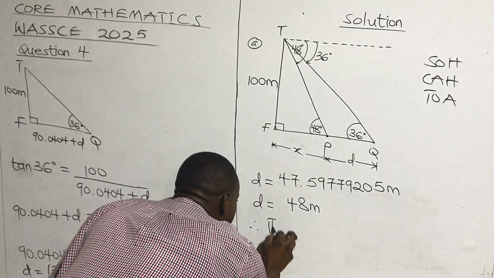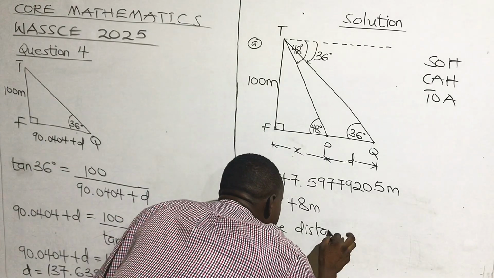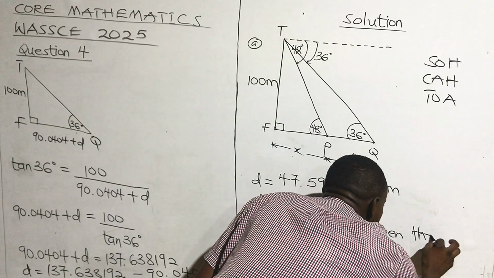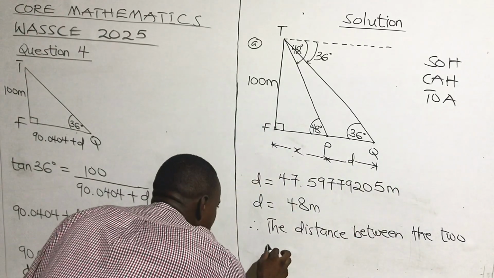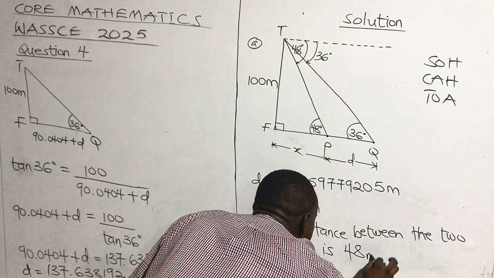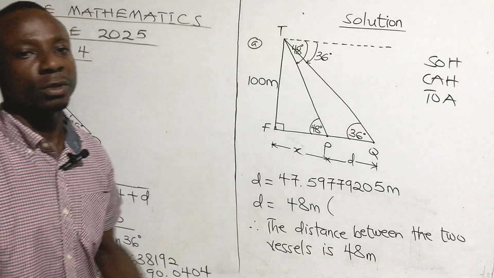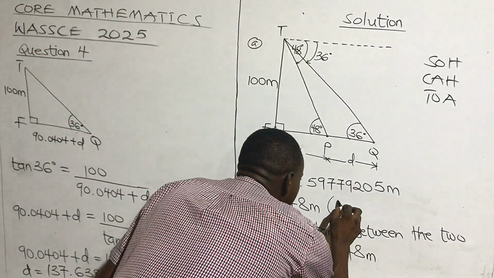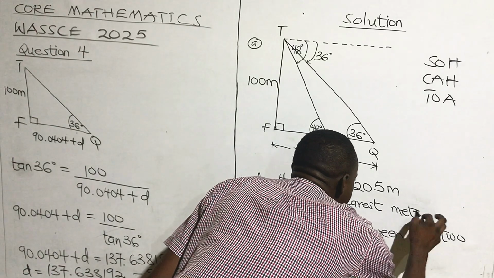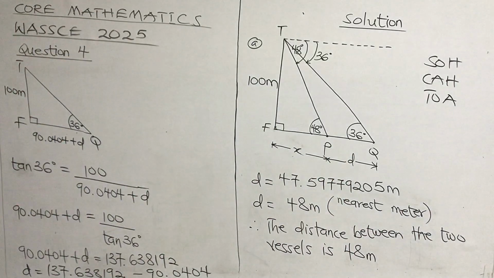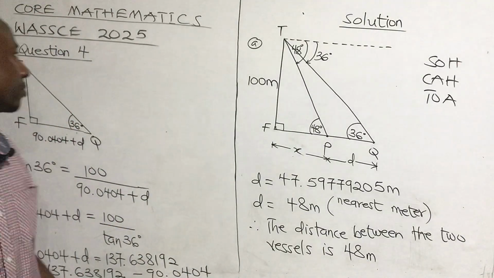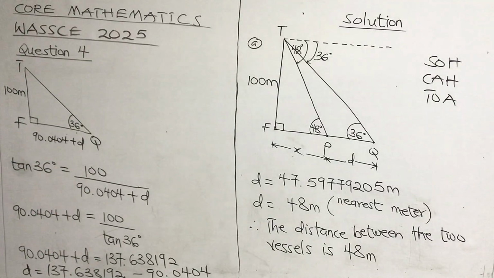So now let's have our conclusion. Therefore, the distance between the two vessels is 48 meters. So brackets here, I'm going to put in nearest meter. And this will be the end of question 4, WASSCE 2025 format.